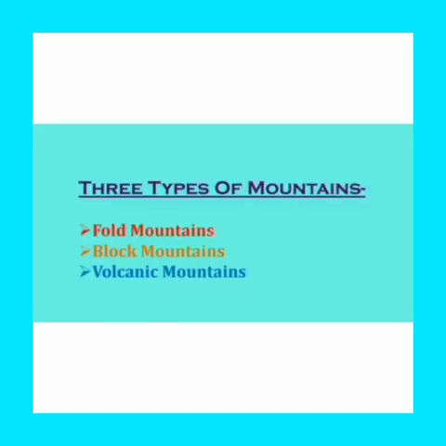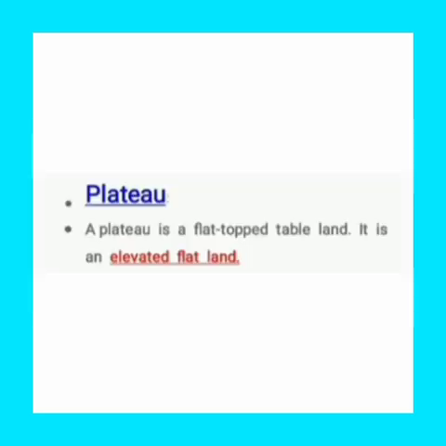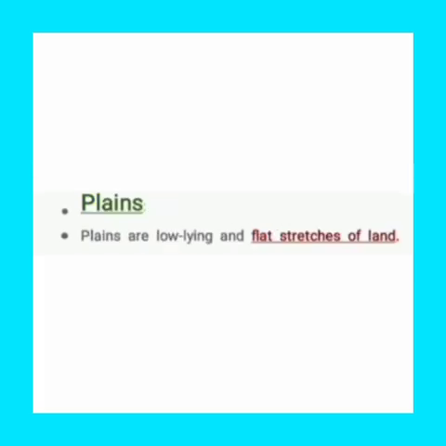Then types of mountains. There are three types of mountains: fold mountains, block mountains, and volcanic mountains. Then plateaus. A plateau is a flat topped tableland. It is an elevated flatland. Plains. Plains are low-lying and flat stretches of land.